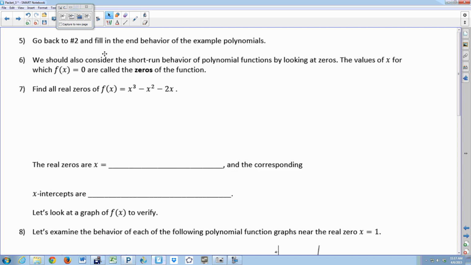6 and 7 is a total review of something you've already had. We're just reviewing it because this is going to be helpful when we try to graph a polynomial. Zeros of a function is what makes your function equal to 0. So when you're trying to find the zeros of your function, you set your function equal to 0 and you solve for x.